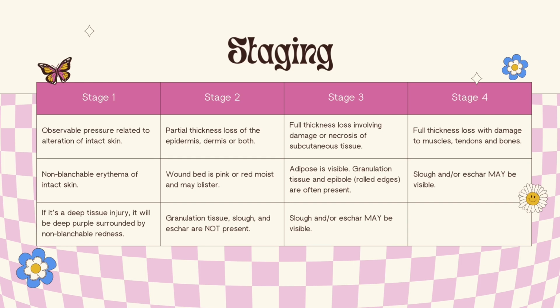Stage 3 is when you see a full thickness loss involving damage or necrosis to the subcutaneous tissue. Adipose tissue is visible, but granulation tissue and epibole, which is the rolled edges, are often present but may not be. Slough and or eschar may be visible. Stage 4 is when you see a full thickness loss with damage to the muscle, tendon, and bone, and slough and or eschar may be visible once again.